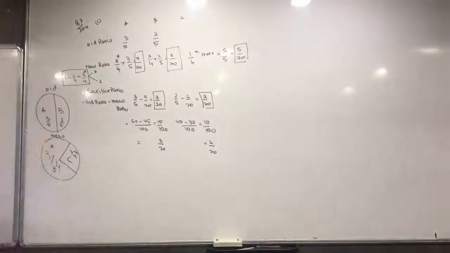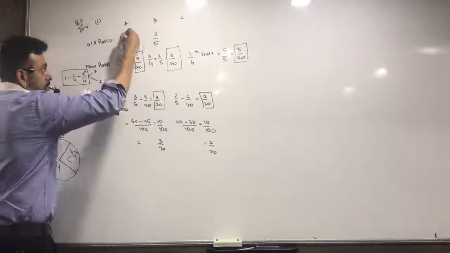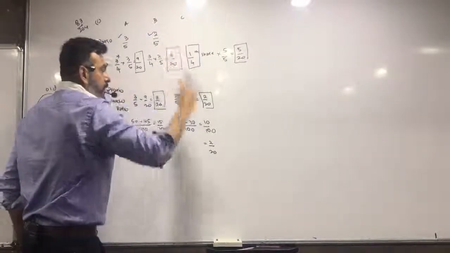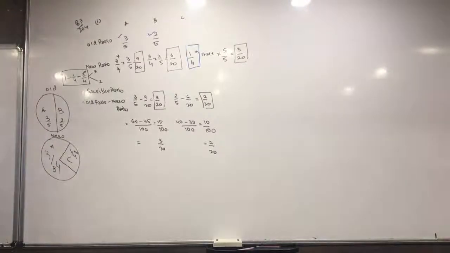समझ में आया सबको ये concept? All of you? Okay. Now the step is once again. Now old ratio is given to us. New ratio 1 by 4 is given to us. Rest information is not given. We have to find out.